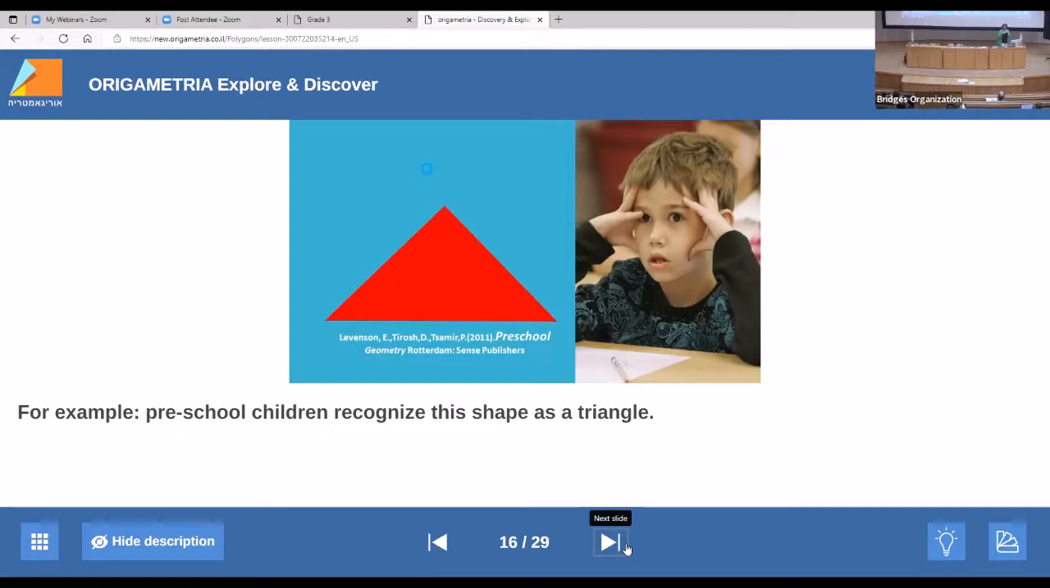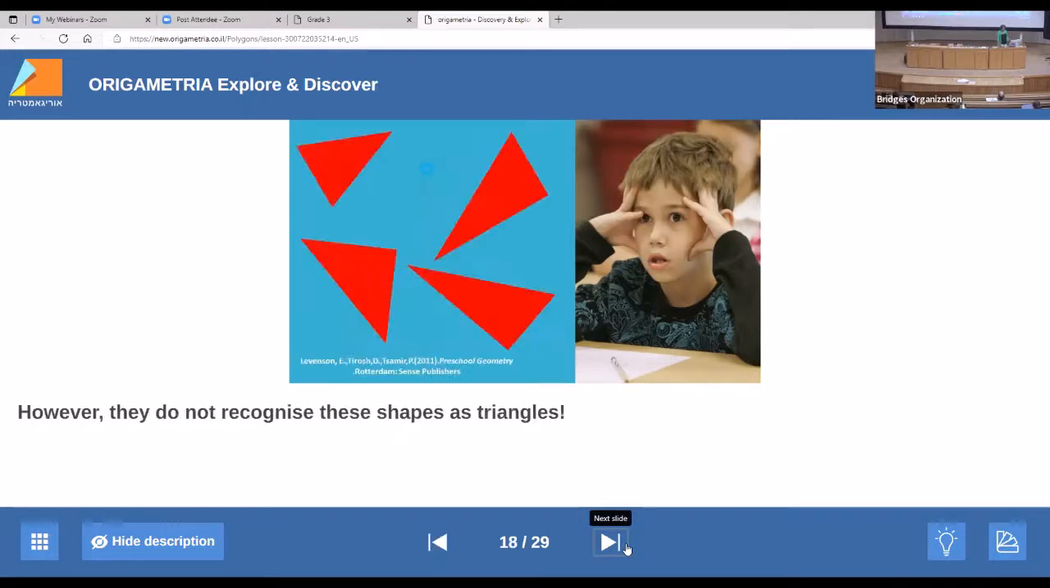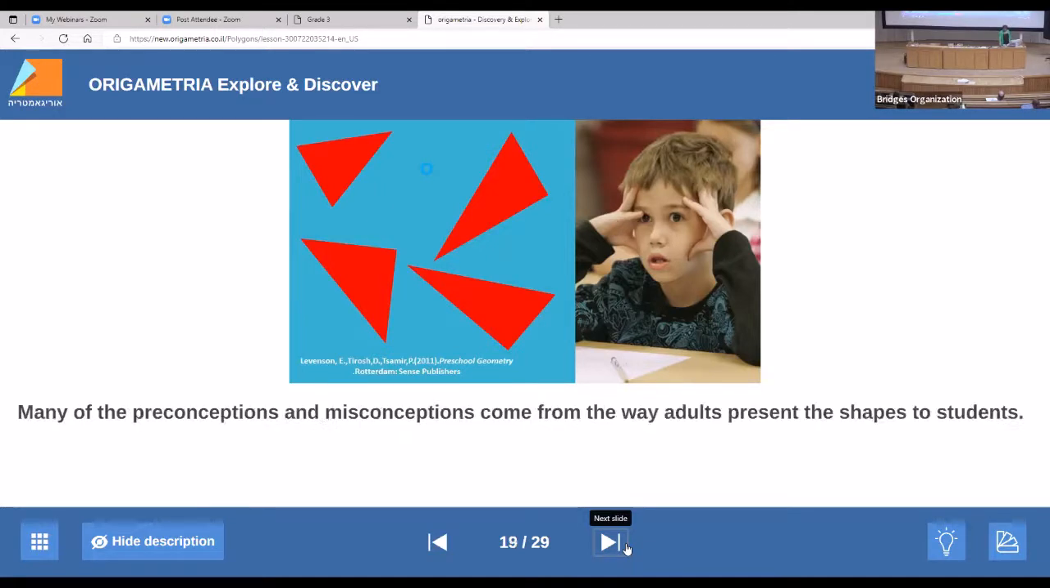If you have children about 4, 5, even 6, ask them, what's that? They say it's a triangle. Why? Because they always show them the triangle like that. And now you ask them, is this a triangle? Or even you show them like that. They say, no, it's not. Because all the time they show them the same shape of a triangle, always like that. So if it's always like that and you move it, they say it's not.